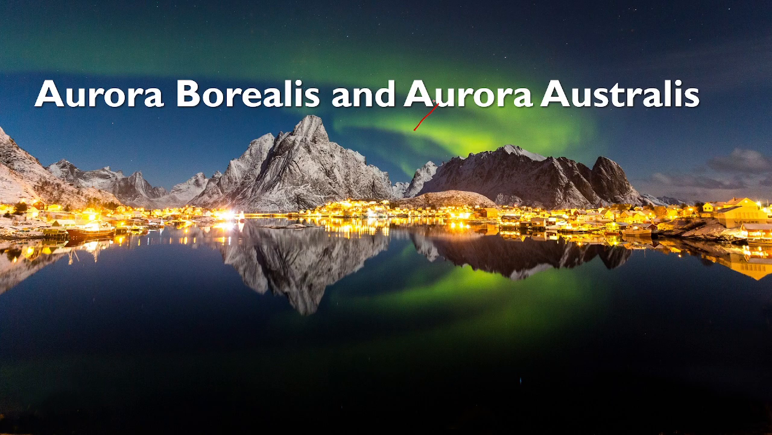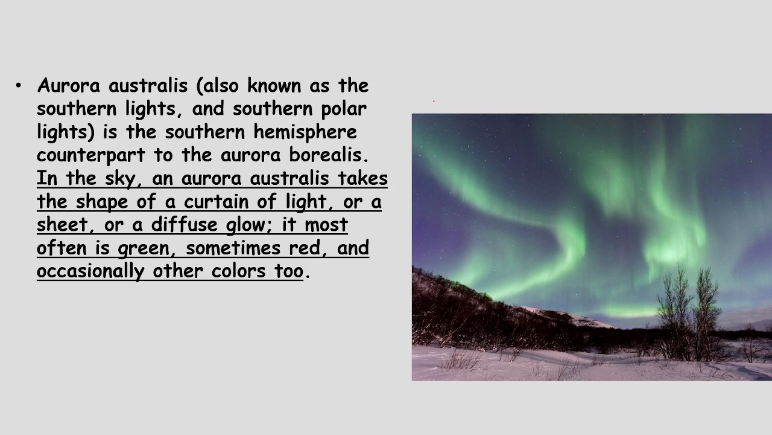If you are near the North Pole, it is called an Aurora Borealis, or northern light. If you are near the South Pole, it is called an Aurora Australis, or southern light.